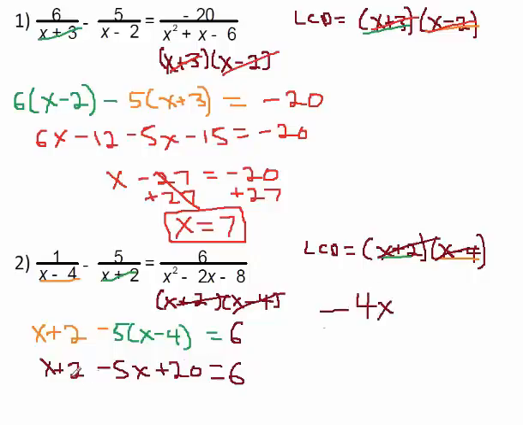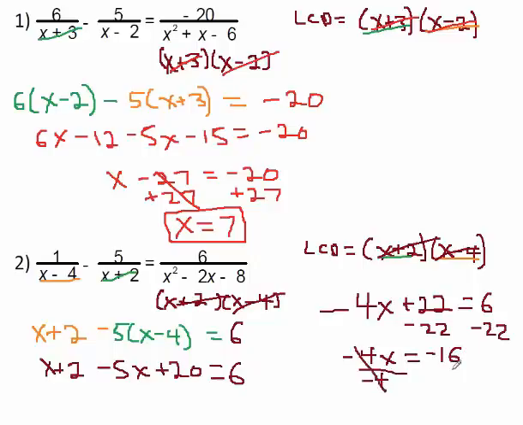And positive 2 plus 20 is positive 22, equals 6. Subtract 22 from each side, and you have negative 4x equals 6 minus 22, which is negative 16. Divide each side by negative 4 in order to isolate the x. Divide this side by negative 4, and x equals negative 16 divided by negative 4, which of course turns out to be positive 4.